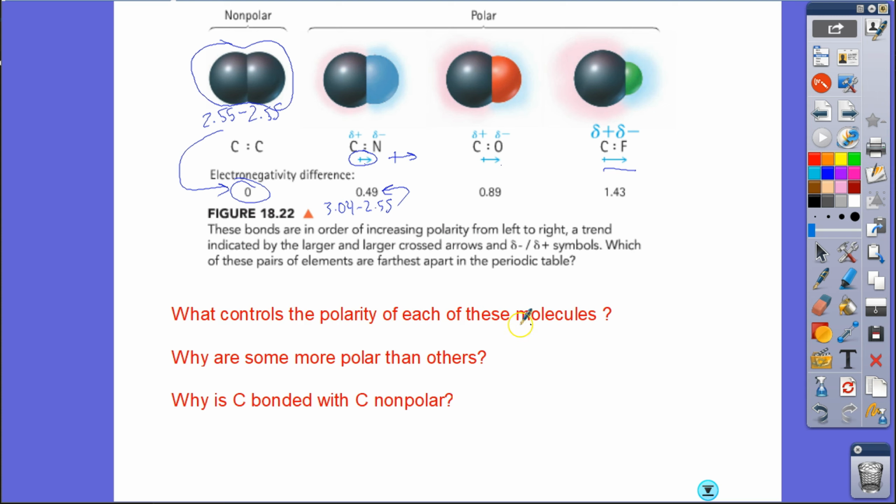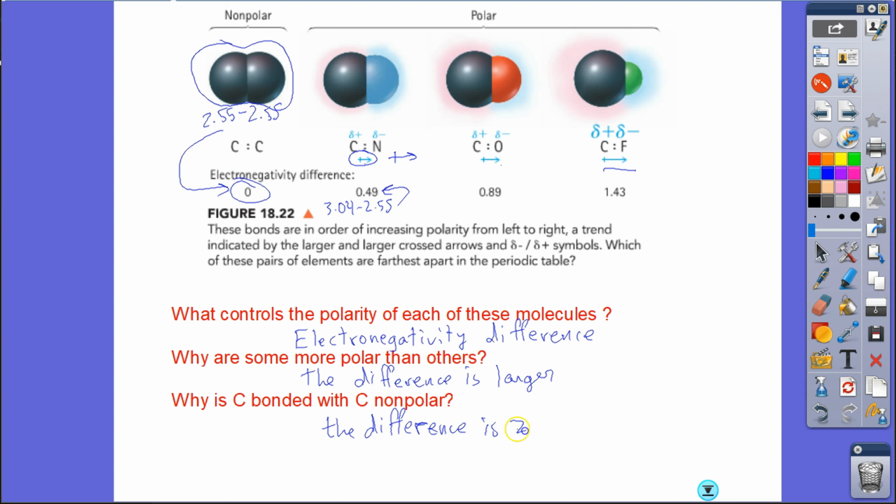What controls the polarity of each of these molecules? I think we said that already. It's the electronegativity difference. Why are some more polar than others? The difference is larger for some. Or you could say they're farther apart on the periodic table. Why is carbon bonded with carbon nonpolar? Because the electronegativity difference is 0 because they're the same atom. Okay, difference is 0.